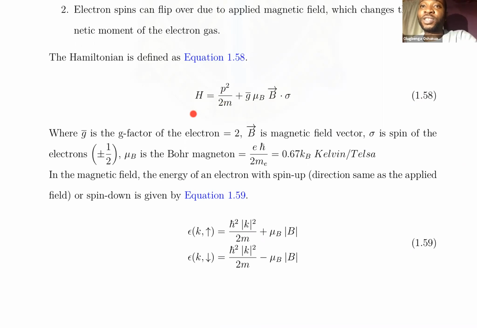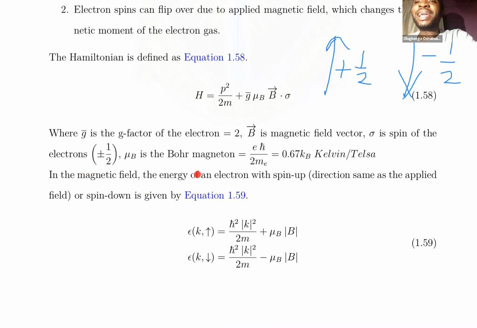So equation 58 is defined as follows: g bar is the g factor of the electron, which is 2. B is the magnetic field vector. Sigma is the spin of electrons. I forgot to mention that I spoke about spin ups and spin downs. The spin ups are usually referred to as plus 1/2, while the spin downs are referred to as minus 1/2. Mu subscript B is the Bohr magneton, which is defined as e h bar over 2 m_e. m_e is the mass of the electron, e is the charge of the electron.